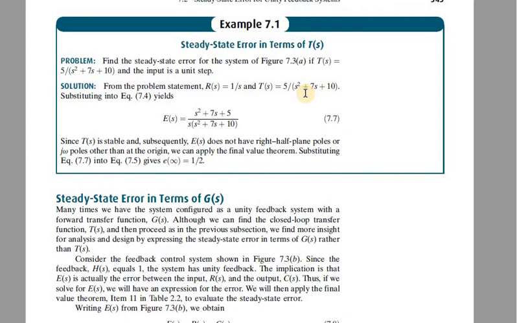So the final value theorem is usually applied by taking the limit of s times E of s, so s will cancel out. When I put s equal to 0, it becomes 5 by 10, that is 1 by 2. So steady state error is easily calculated using the final value theorem without taking the inverse Laplace. Now this is the calculation when we have a closed loop transfer function.